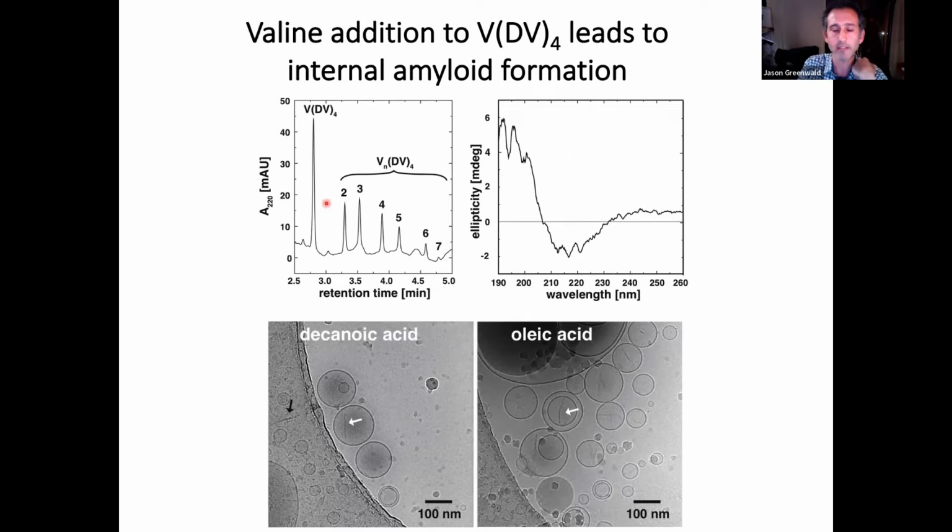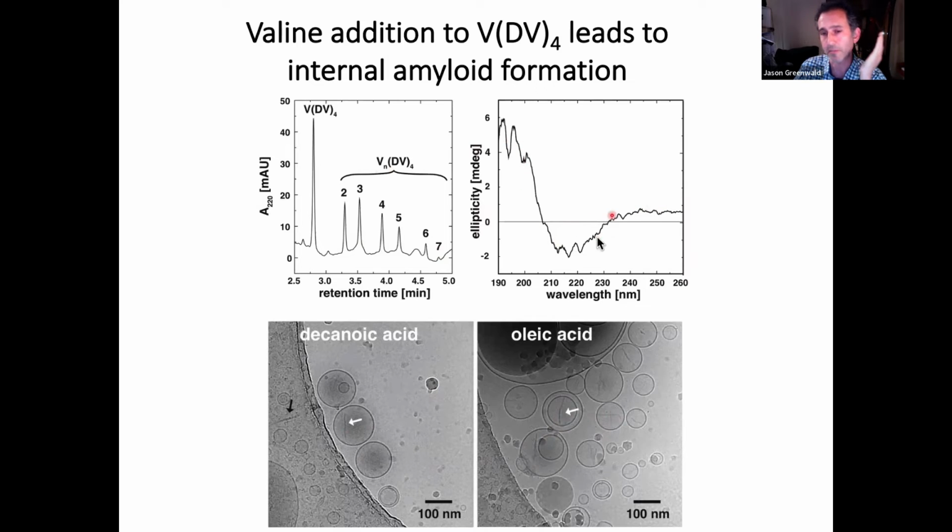So we added valine continually. It was going on to the N-terminus of that peptide. And by HPLC, we can see the different products forming. Then they kind of disappear because they get too hydrophobic. And what we see, by cryo-EM microscopy, is these structures forming inside, which we believe are new amyloids formed from this peptide with valine added to the N-terminus.